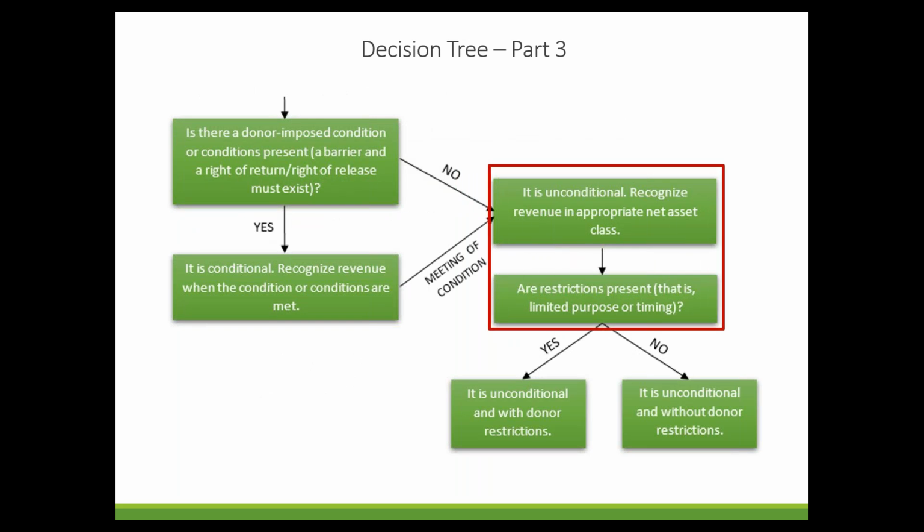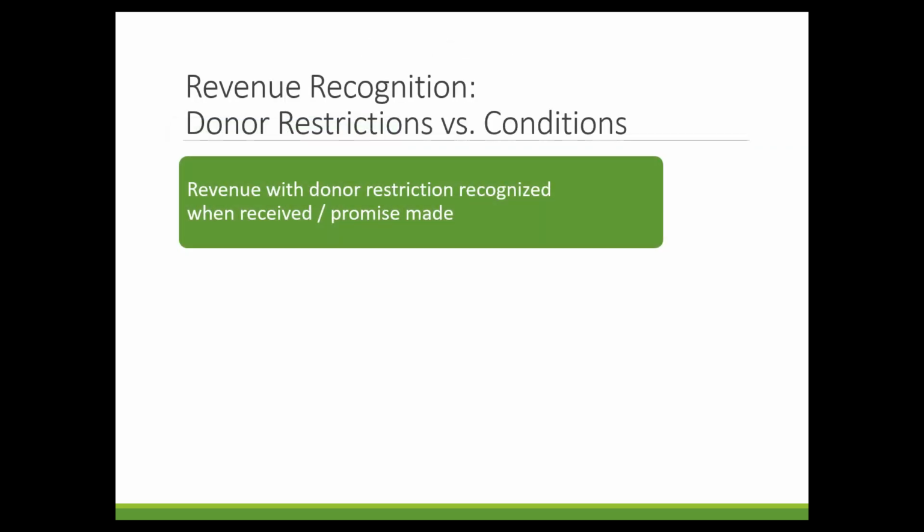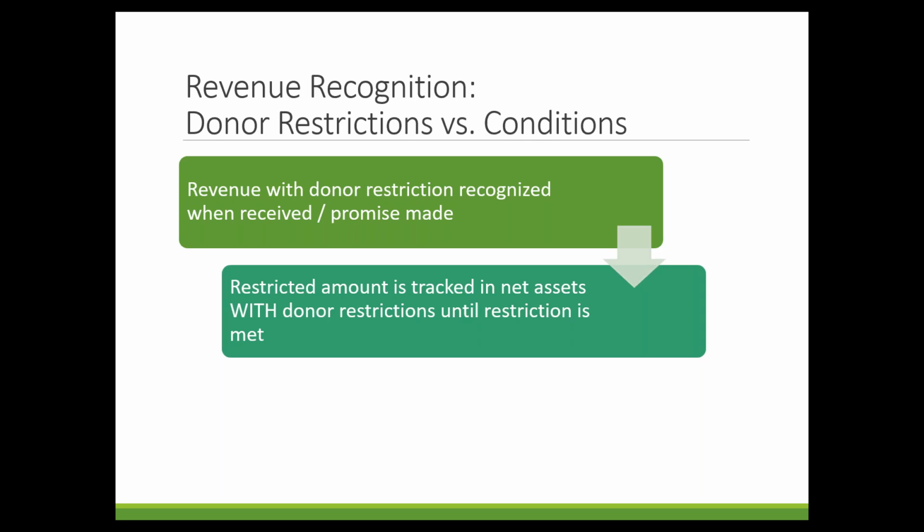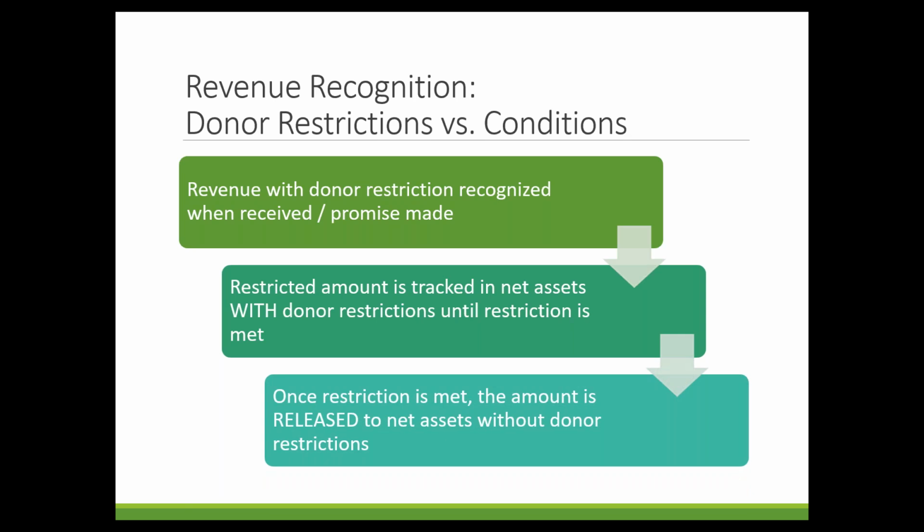So back to our decision tree. Let's assume we have determined the contribution is unconditional. It does not contain donor-imposed conditions. The next step of the process is then to determine if there are any donor-imposed restrictions and to recognize the revenue within the appropriate net asset class. For donor restrictions, the revenue is still recognized, but the amounts are tracked in net assets with donor restrictions until restrictions are satisfied, at which time the amounts are released to net assets without donor restriction.